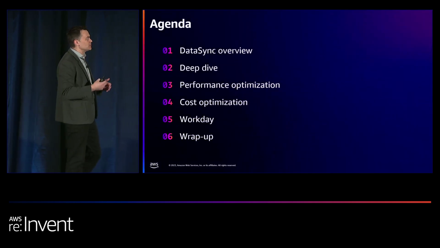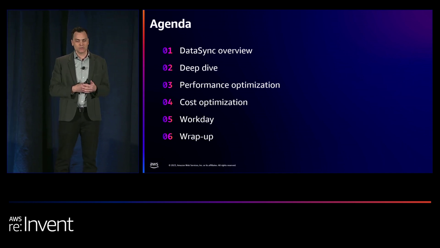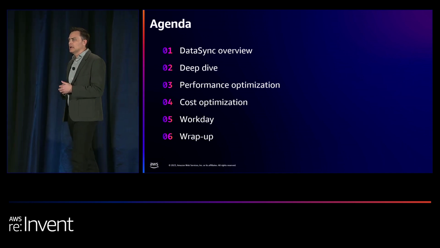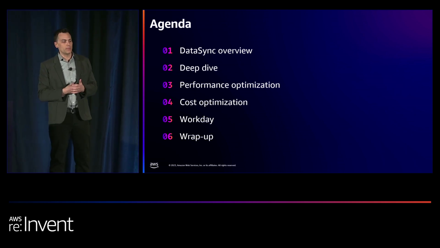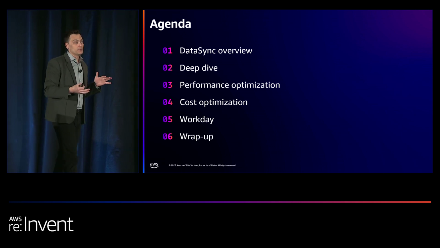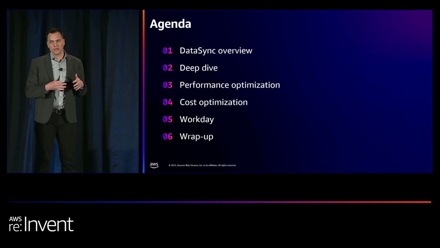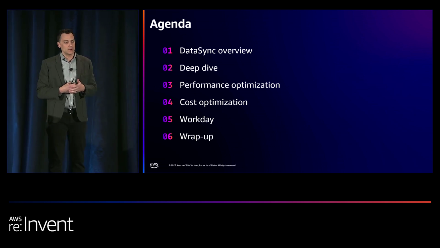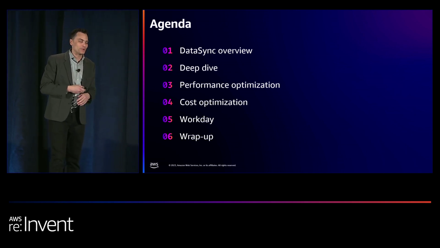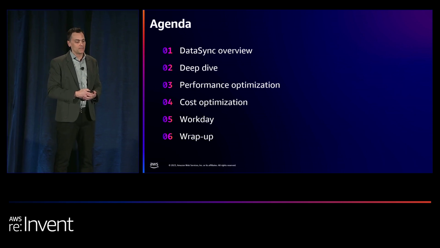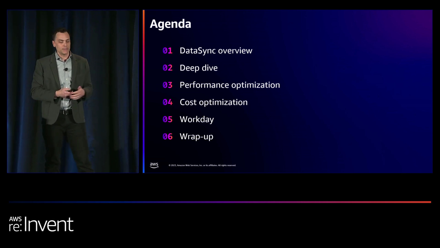But just from an agenda perspective today, I'll start with an overview of the DataSync service, and then I'll go into a deep dive and talk about some of the inner capabilities with DataSync and help you understand a little bit more about the service. I'll then talk a little bit about performance optimization, some things that you can do with DataSync to save a little money as you're using the service. That's cost optimization, and also performance optimization, to help you get the best performance out of your DataSync tasks. I'll then turn it over to Raghavendra, who will talk a little bit about Workday's story, and then I'll wrap it up at the end.